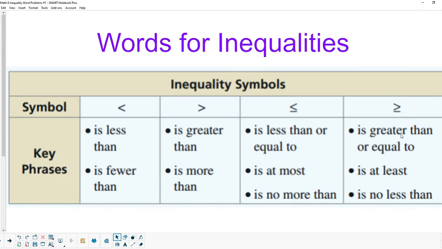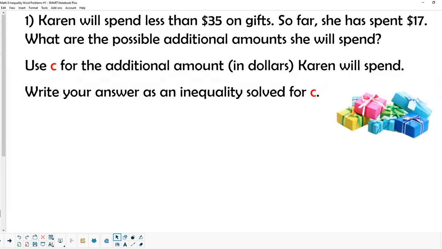And then on the other hand, if you want to look at greater than or equal to, phrases that mean that are "is greater than or equal to," or "is at least," or "is no less than." So you're going to see those as you go through some of these assignments. So let's get started.